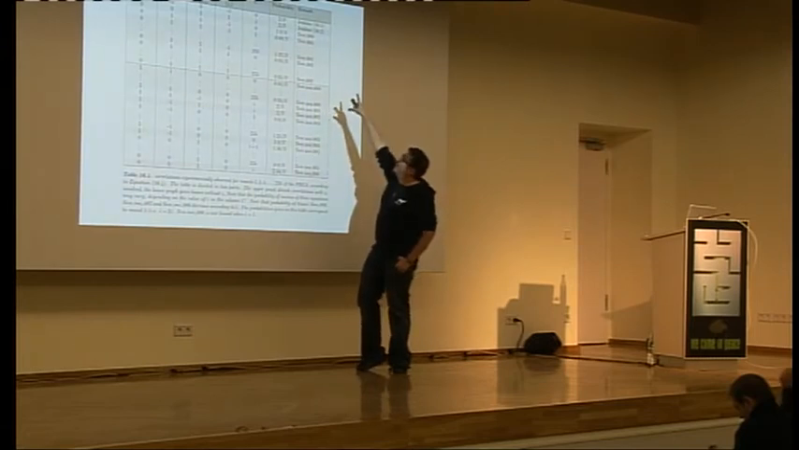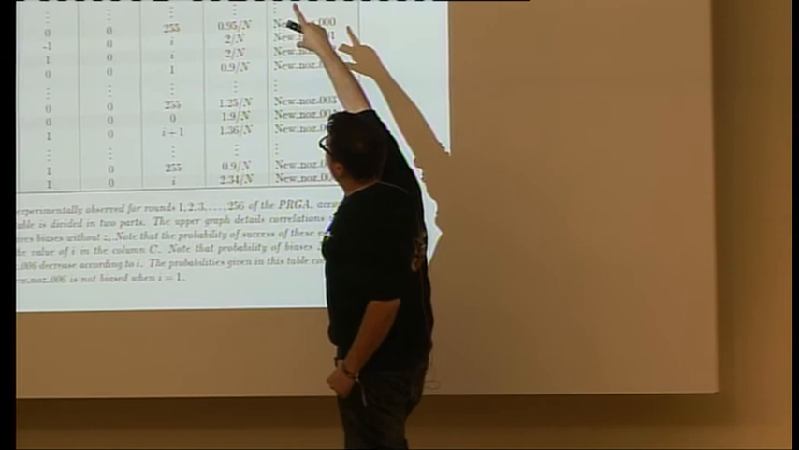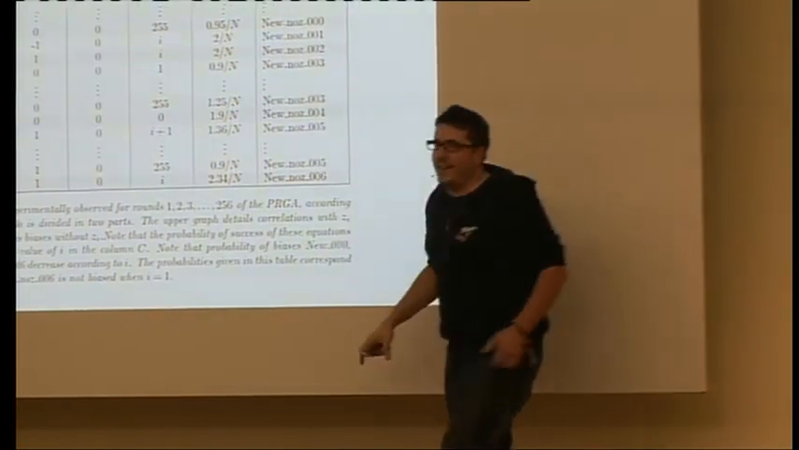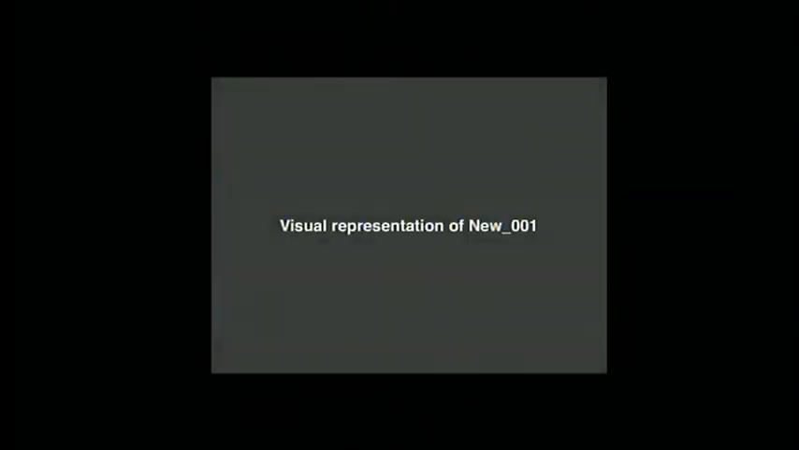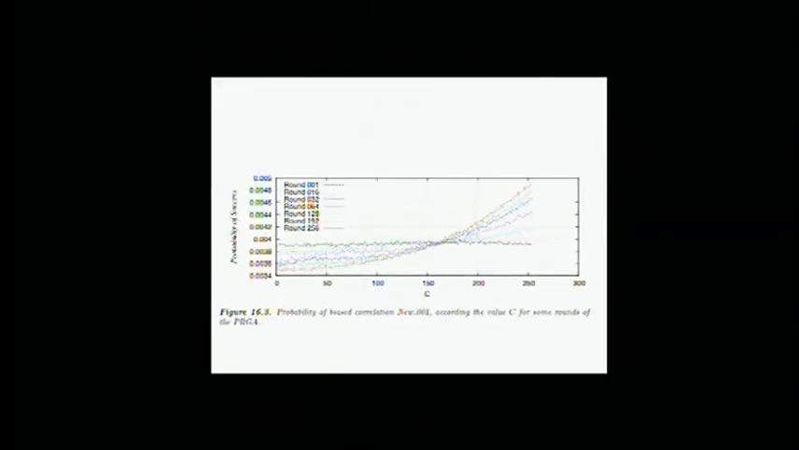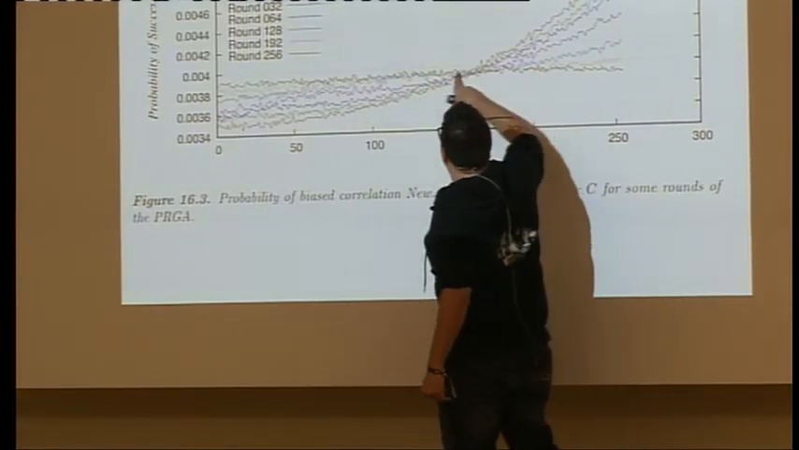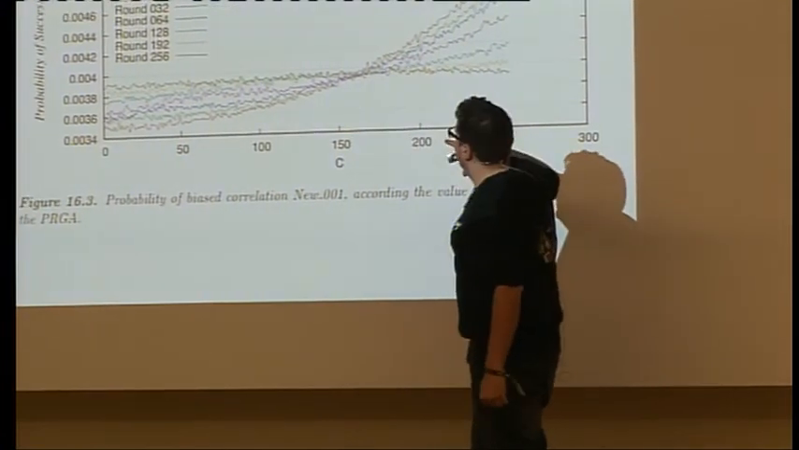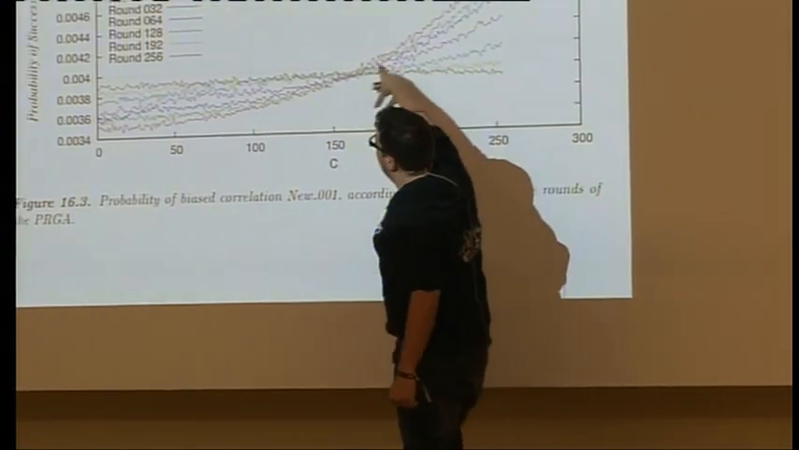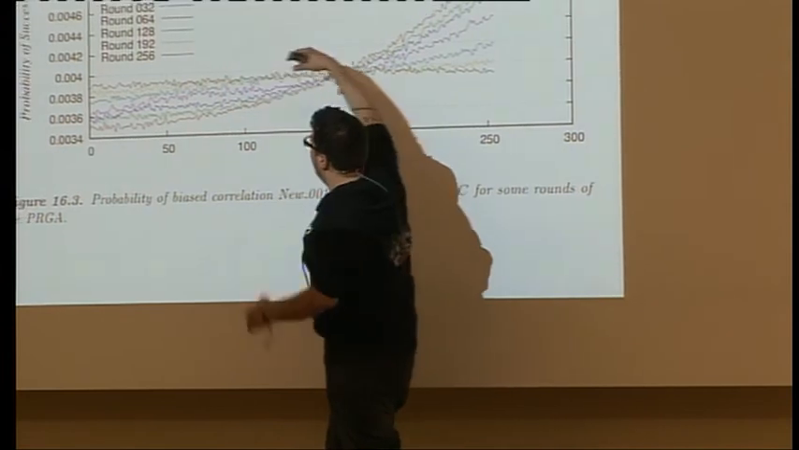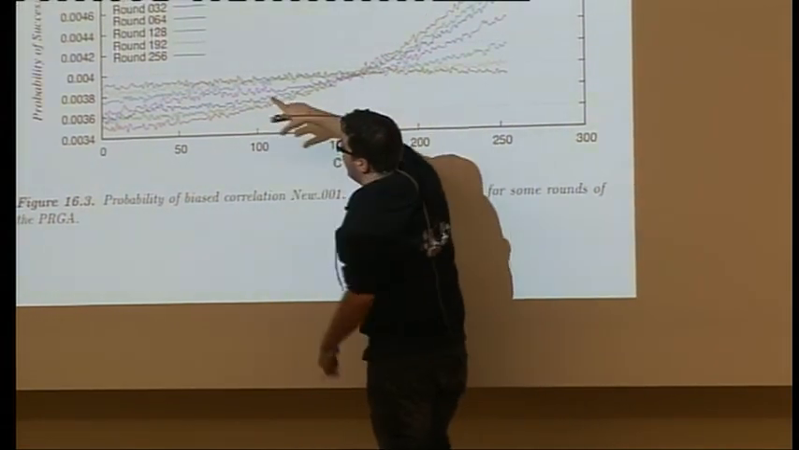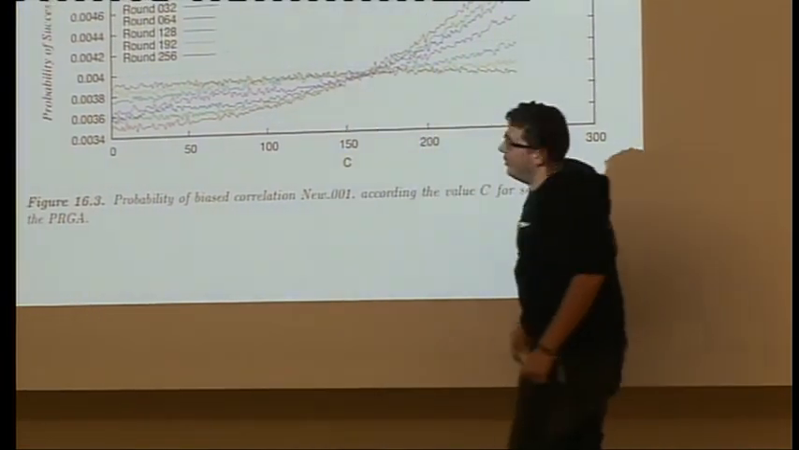And if you look at new one and new two, there is dots, dots, dots. So why? Because they are strange. Just look at this equation. Let's try to do a picture. Okay, the bias, which is normally equal to this value when there is no bias, is very strong for the red one, which is round one, and it decreases. It decreases, and around 256, it's not even exploitable.